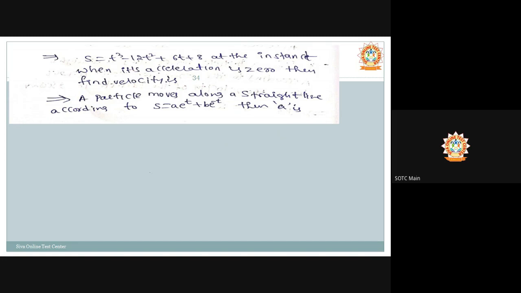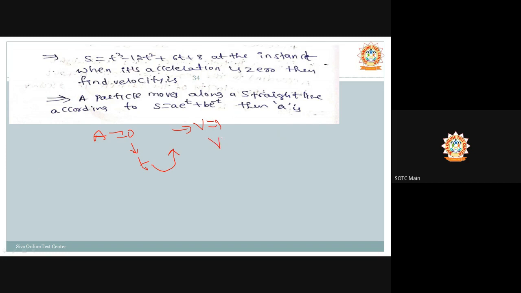velocity. At the instant when the acceleration is 0, then find the velocity. So if you want to find that, first find the acceleration, then equate to 0, find t from that, then substitute this t in the velocity. So first try to calculate the acceleration. What will become? Tell me.